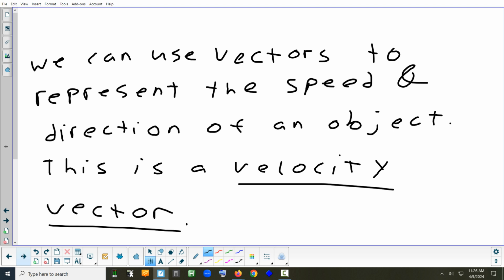All right, so two applications we're going to look at are a velocity vector, and then we're going to do a problem with forces. The velocity vector one is easier than the force one.